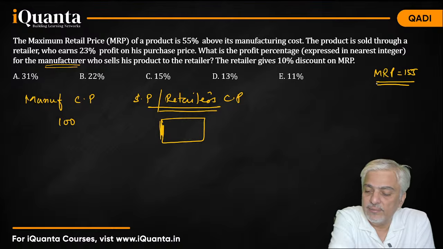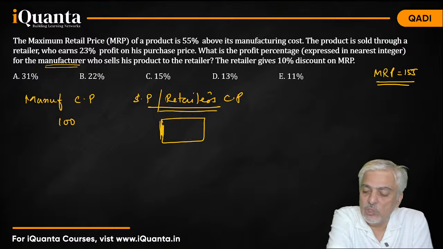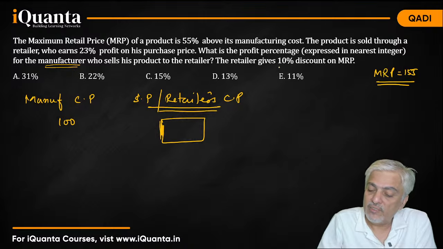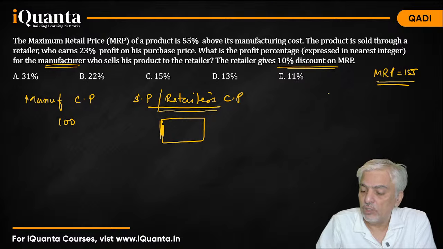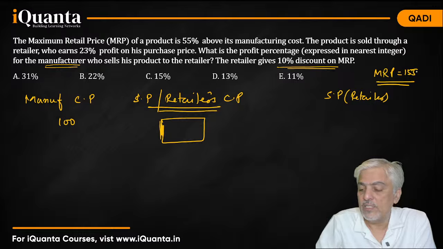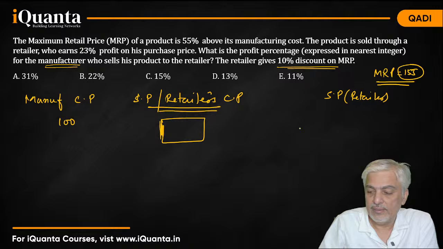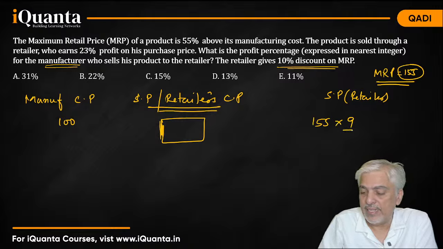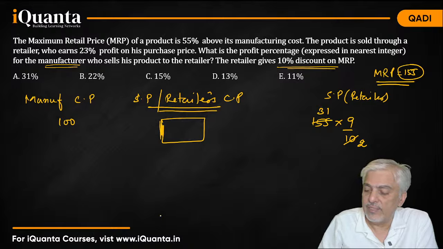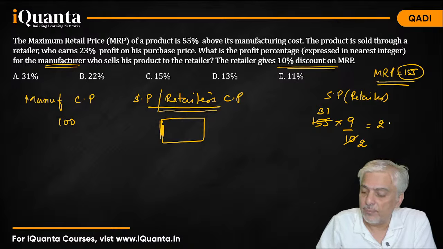MRP is 155. The product is sold through a retailer who earns 23% profit. What is the profit percentage if he gives 10% discount on the MRP? So the selling price of the retailer is 155 at 10% discount. What happens when you give 10% discount on 155? It becomes 155 into 9 by 10. 5 2s are 10, 5 3s are 15, 5 1s are 5, 31 9s are 279 upon 2.